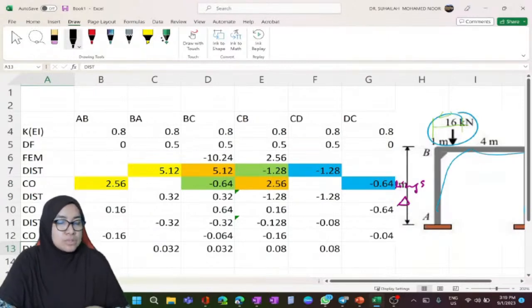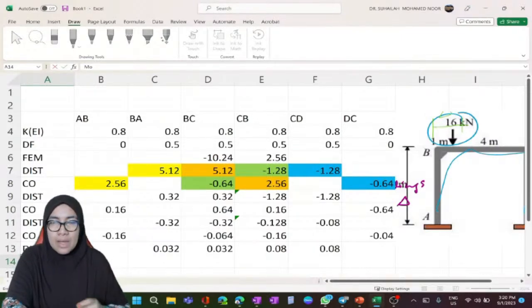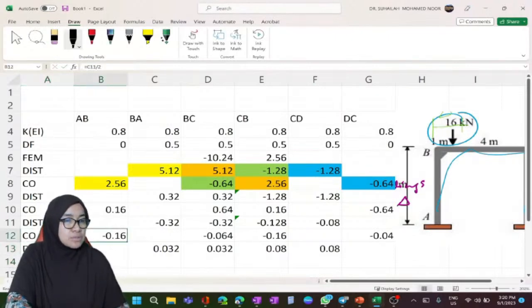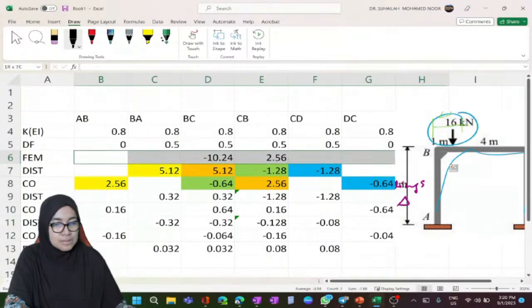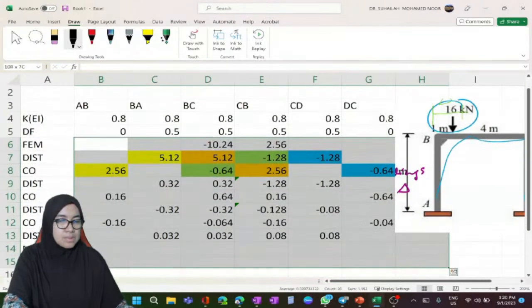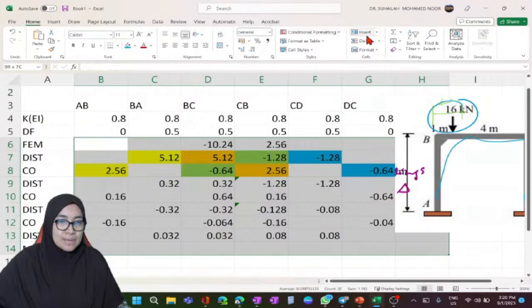So don't forget, we always need to stop at distribution, not carry over. So this is M naught, table number 1. This is M naught. So total of this will give us M naught and moment for non-side sway frame. So I want to find the total. The end moment we get from total moment in the table.